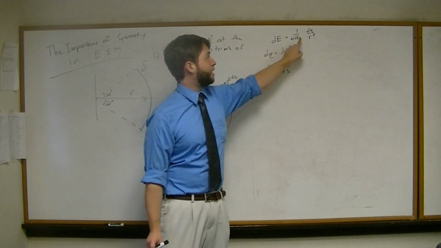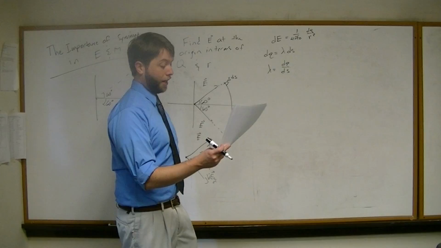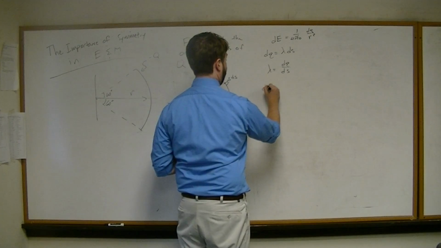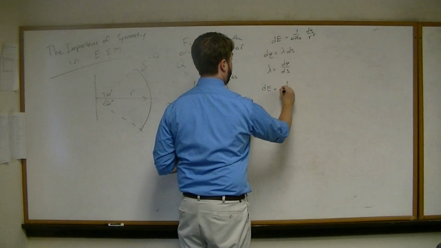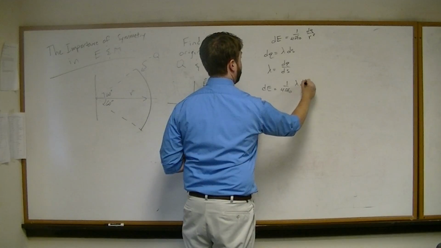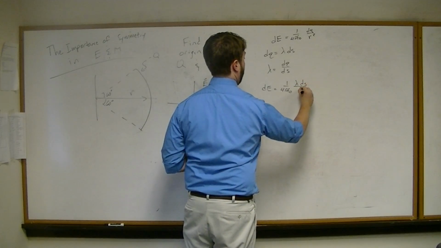So now I can substitute this lambda ds up here inside of dq. So I'm going to get something that looks like dE is equal to 1 over 4 pi epsilon naught lambda ds over r squared.